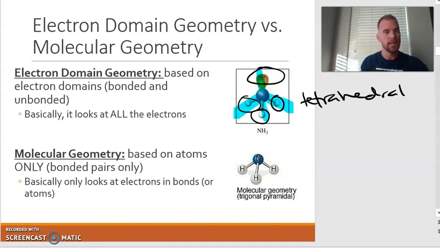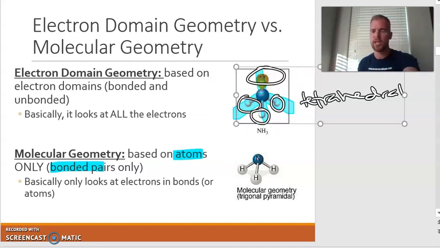But molecular geometry is different because molecular geometry is only based on atoms. In other words, it only is based on the bonds that are there. Now, obviously, there's still the lone pairs, right? Because the lone pair is a region of space that has electrons, so it is important for the geometry. But when you're looking at the molecular geometry, the molecule's geometry or shape of the molecule, we're only looking at the actual atoms.